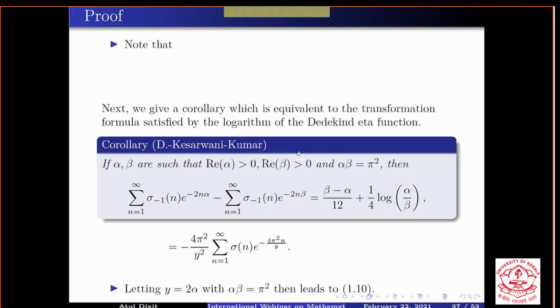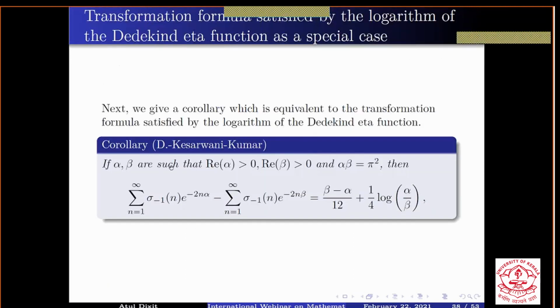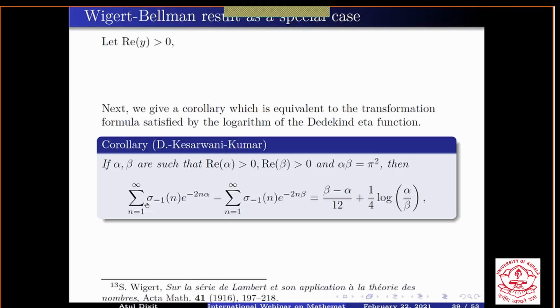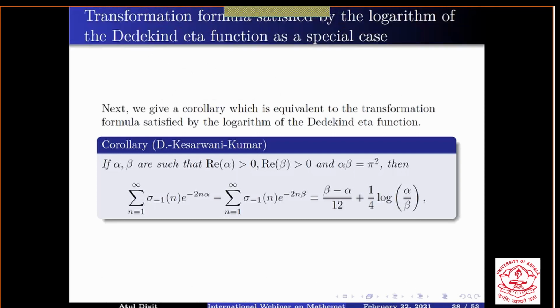So let me skip the proof. But when a is equal to minus 1, one gets this nice result, which again is connected with the transformation formula for the log of the Dedekind eta function. Here is the Dedekind eta function. It satisfies something like eta of minus 1 by z equals the square root of minus i z times eta of z.